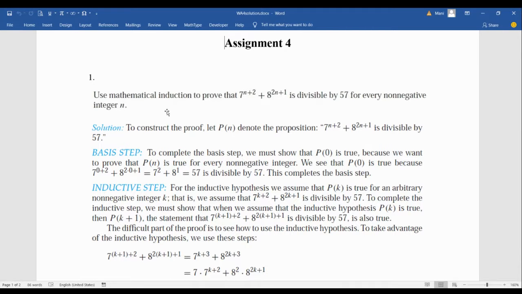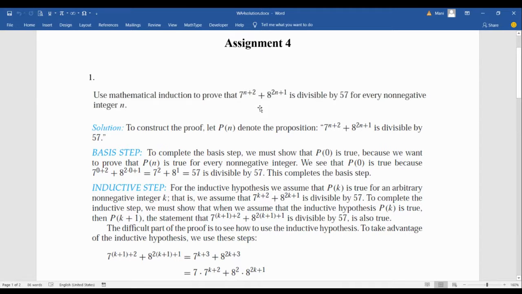From 0 to infinity, 0, 1, 2, 3, if you find any integer that, when you assign it to the variable n, gives a result not divisible by 57, then the solution is over. You say, by counterexample, I showed that this proposition is false. But if you want to show that the proposition is true, which it is in this case, then we should go through two steps as induction steps. We call them basis step and inductive step, as we talked about in our lecture.